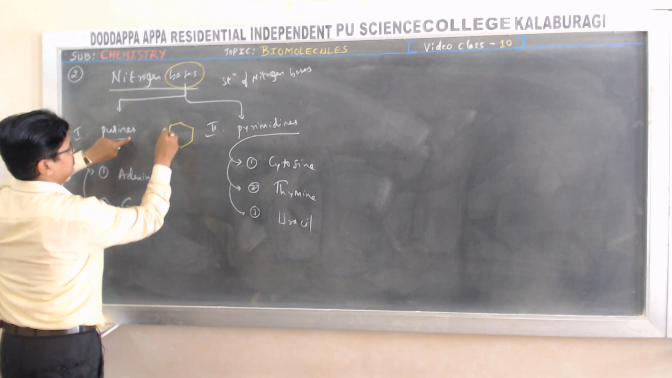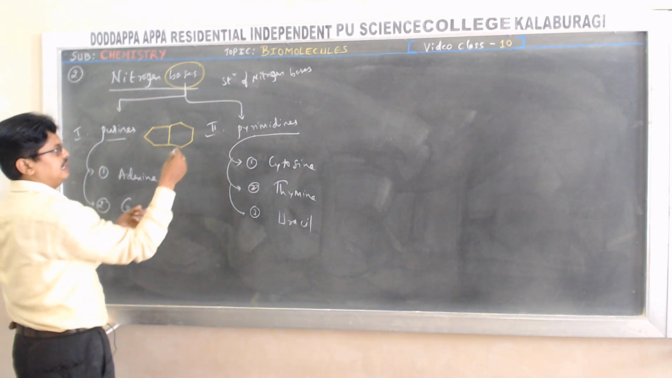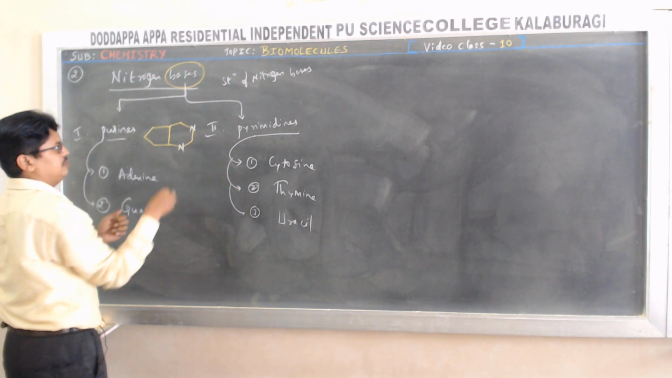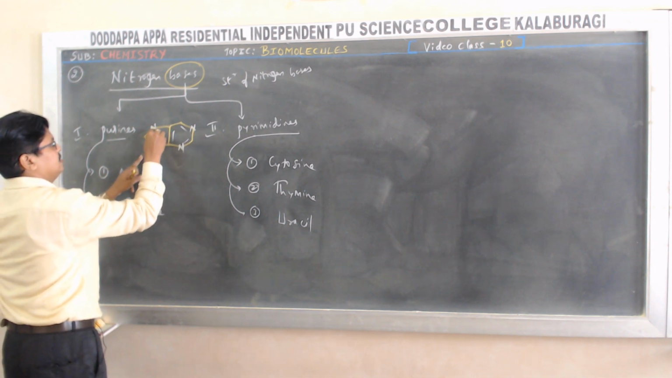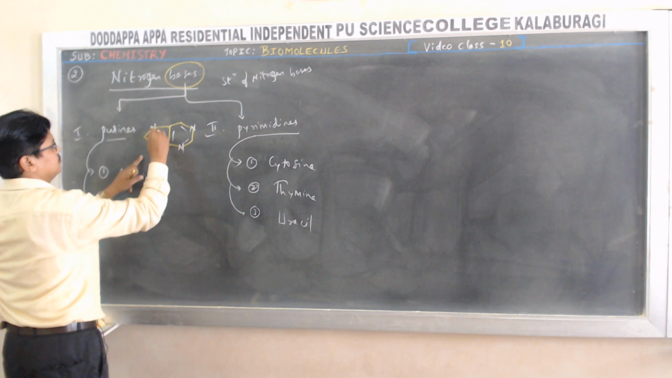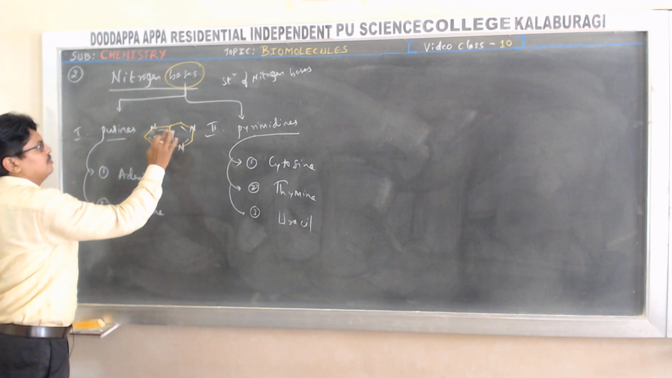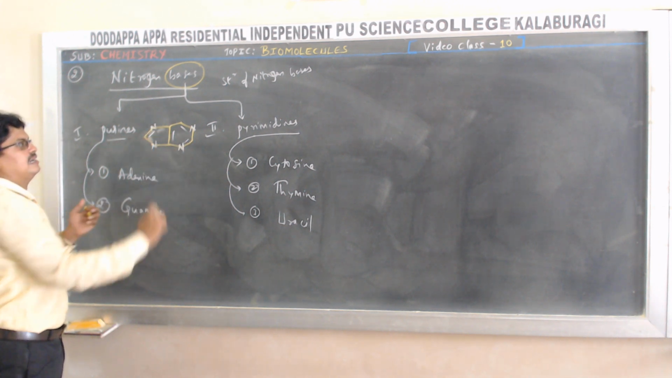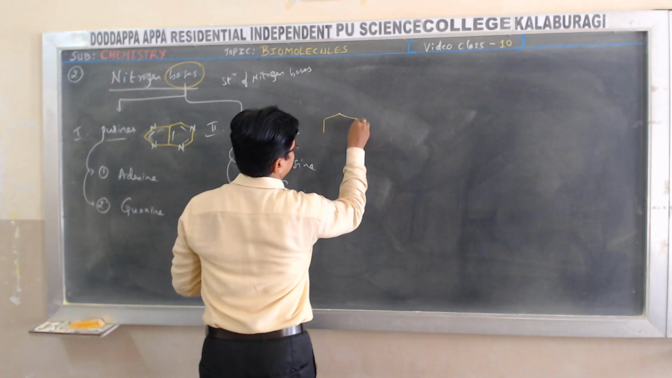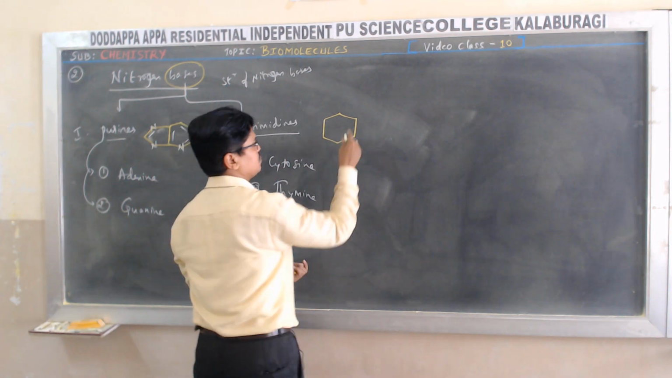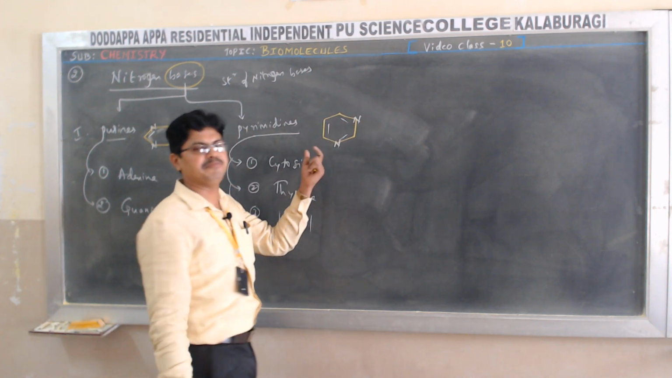See the purine structure, double ringed structure. One is a six-membered ring, another is a 5-membered ring. See heterocyclic, it involves nitrogen there. They are the heterocyclic ring structures. Pyrimidines are also the same, single ringed heterocyclic compounds.